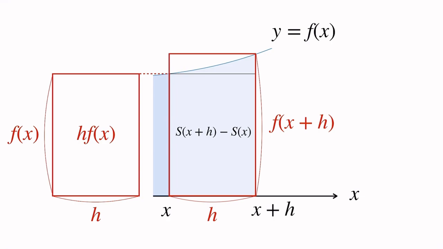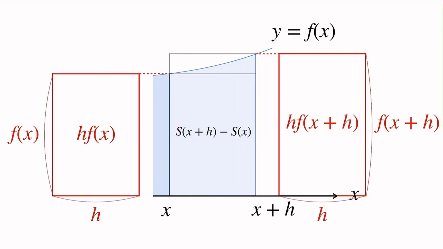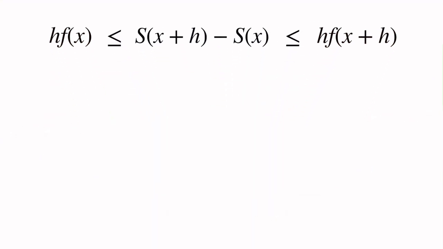Next, consider the slightly larger rectangle. This rectangle has height f of x plus h, so its area is h times f of x plus h. From the diagram, it is clear that the area of the blue region lies between the areas of these two rectangles, so we obtain the following inequality.